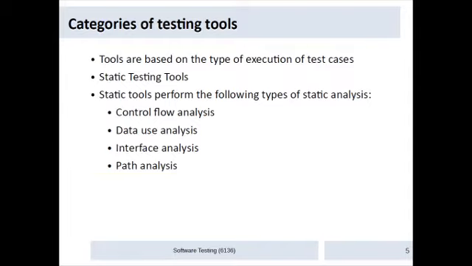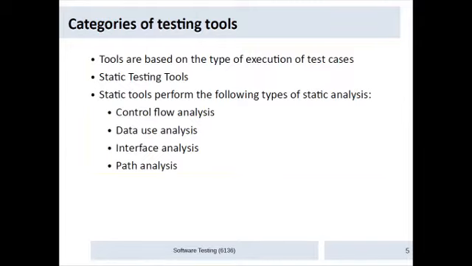Hence, the static testing tools parse the program text, recognize various sentences, and detect whether the sentences are well formed, make inferences about the control flow of the program, and compute the set of all possible values for program data. There are different types of analysis performed by the static testing tools. First one is control flow analysis.